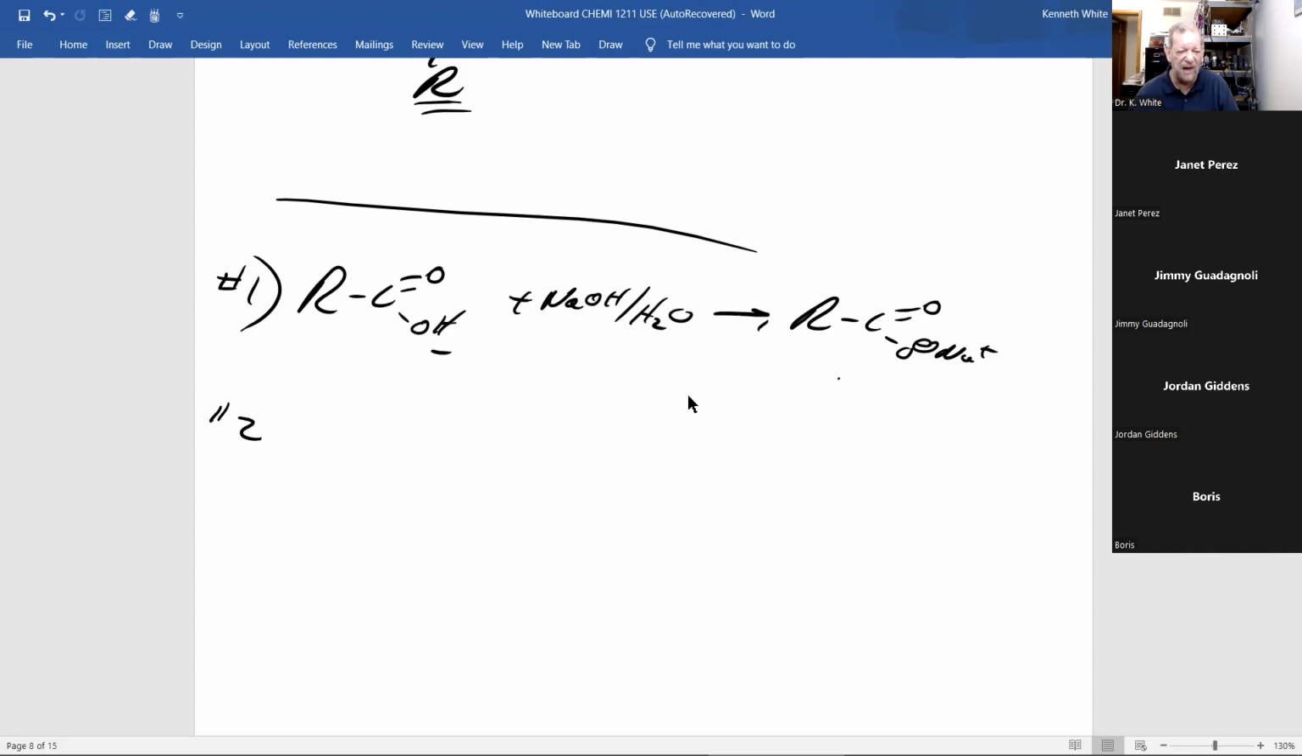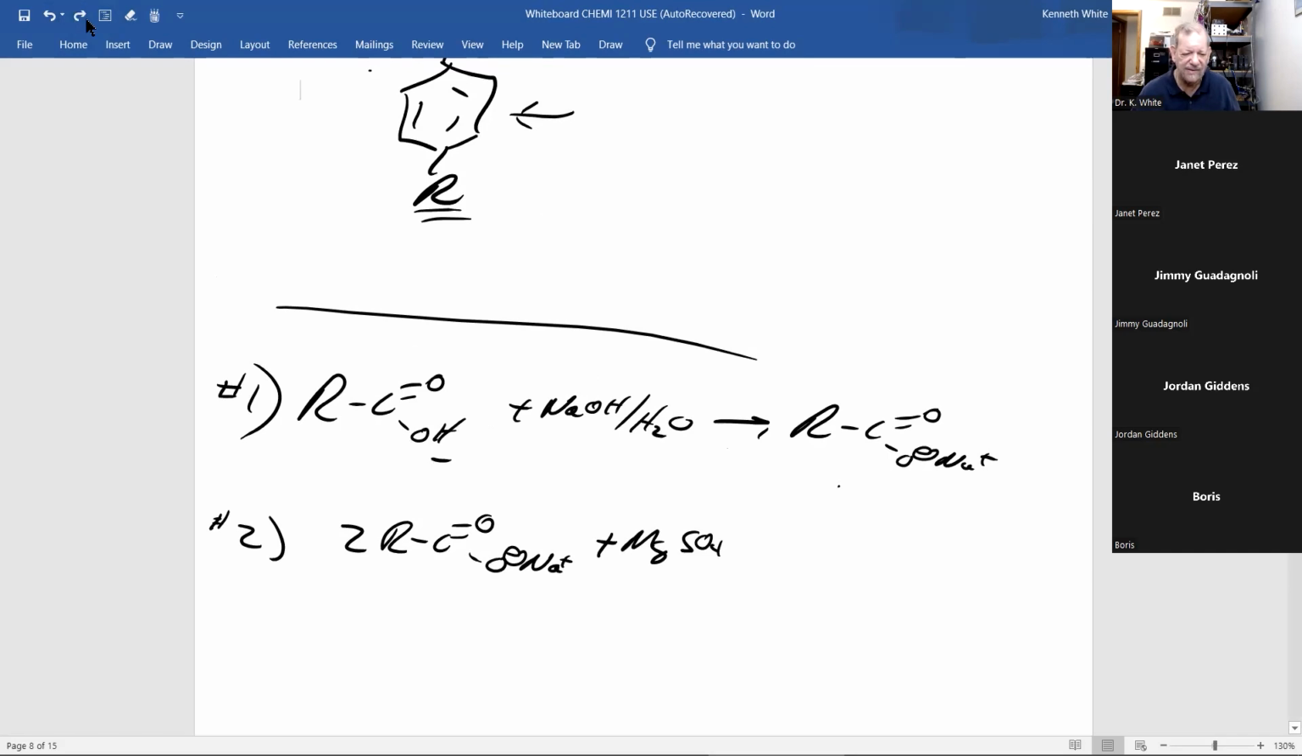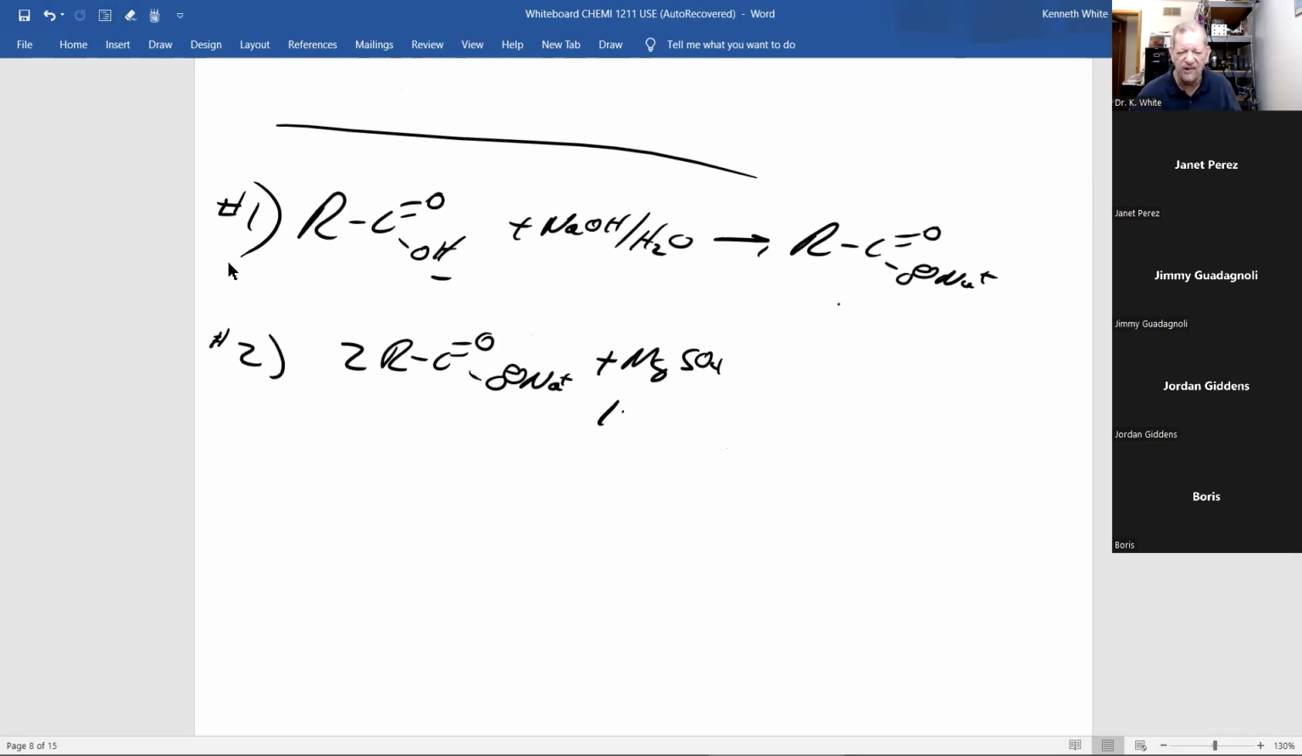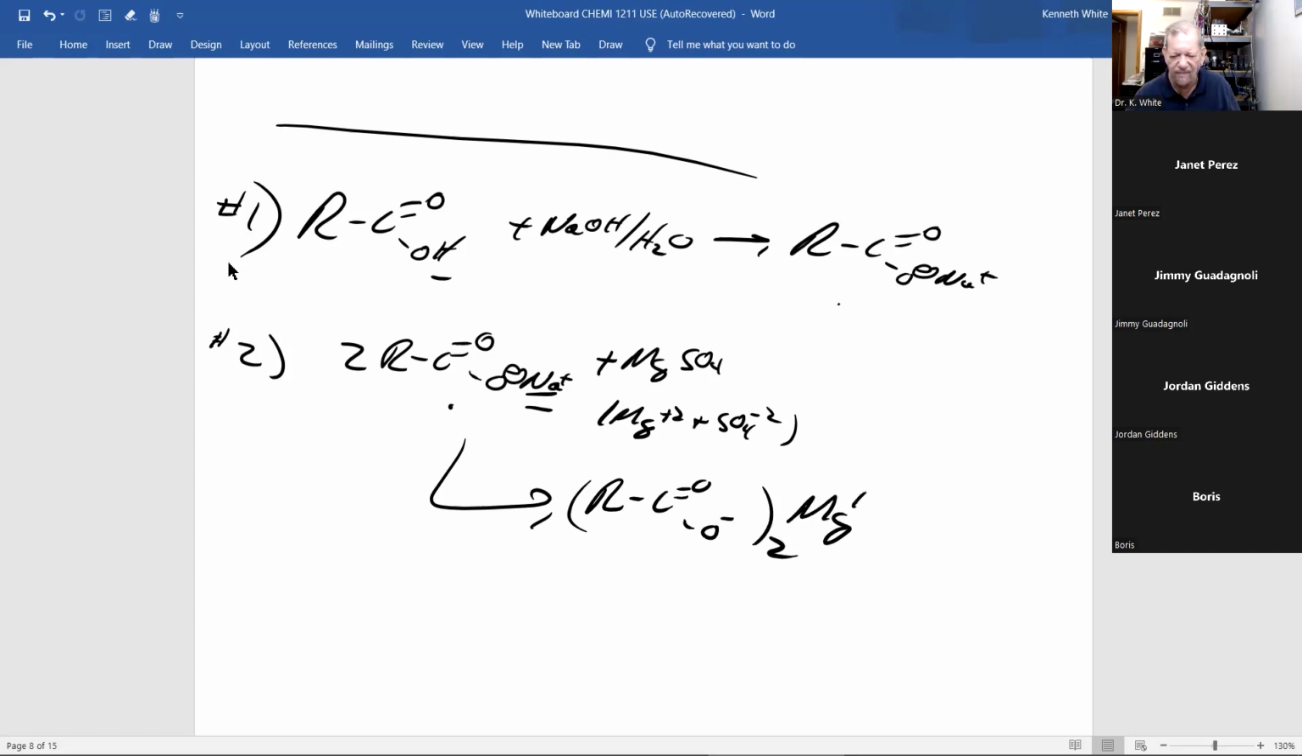Now, reaction number 2, which I'll balance, which is rare for Dr. White, you take 2 of the carboxylate anions, it's in the beaker, and you add some magnesium sulfate solution. And what happens is, this is really Mg plus 2 and SO4 minus 2 ionic compound. And when this happens, you get a cation transfer. This carboxylate becomes this carboxylate. Why 2? Because all molecules have a net 0 charge.